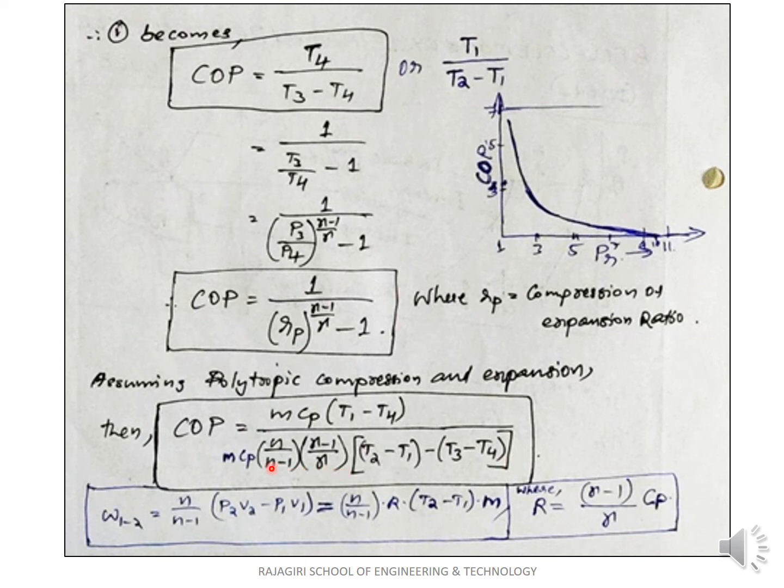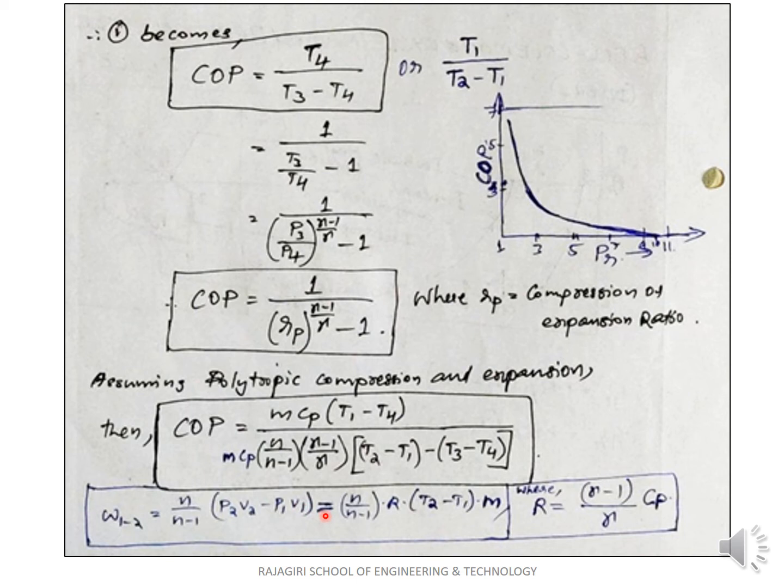As we know, the COP is the refrigeration effect divided by the work done for a polytropic process. The net work is the isentropic compression work minus the isentropic expansion work. So W net is equal to n by n minus 1 (P2V2 minus P1V1).